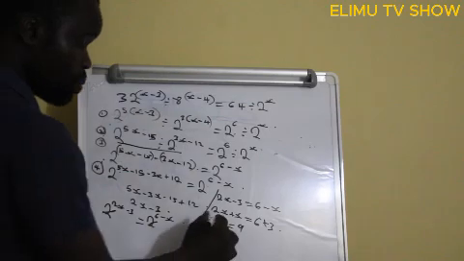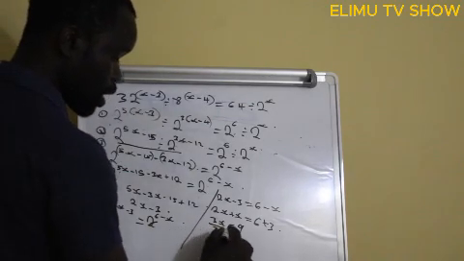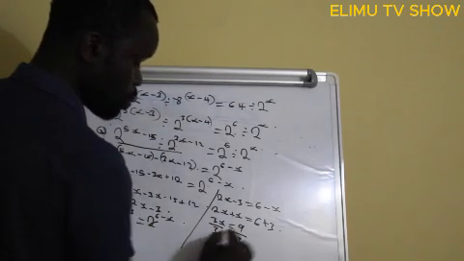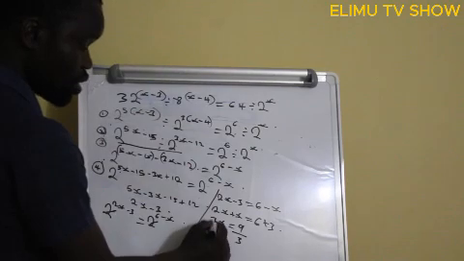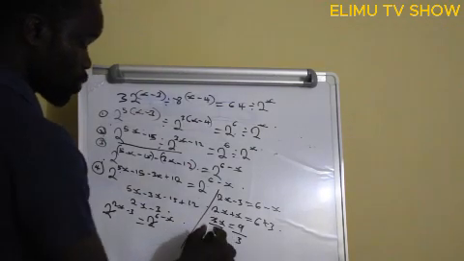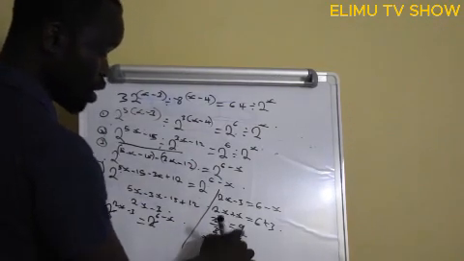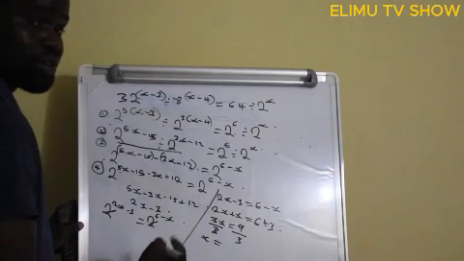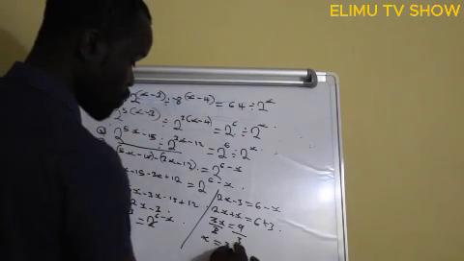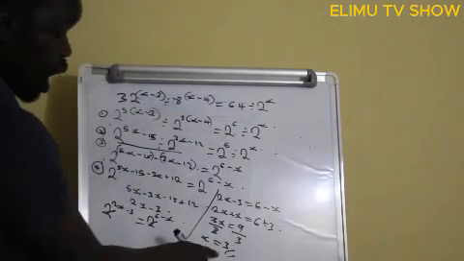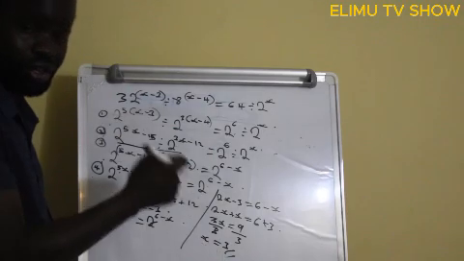From that, we make x the subject of the formula by dividing both sides by 3. So by 3 goes, we are going to remain with x is equal to 9 divided by 3, which is 3. So our x is 3.